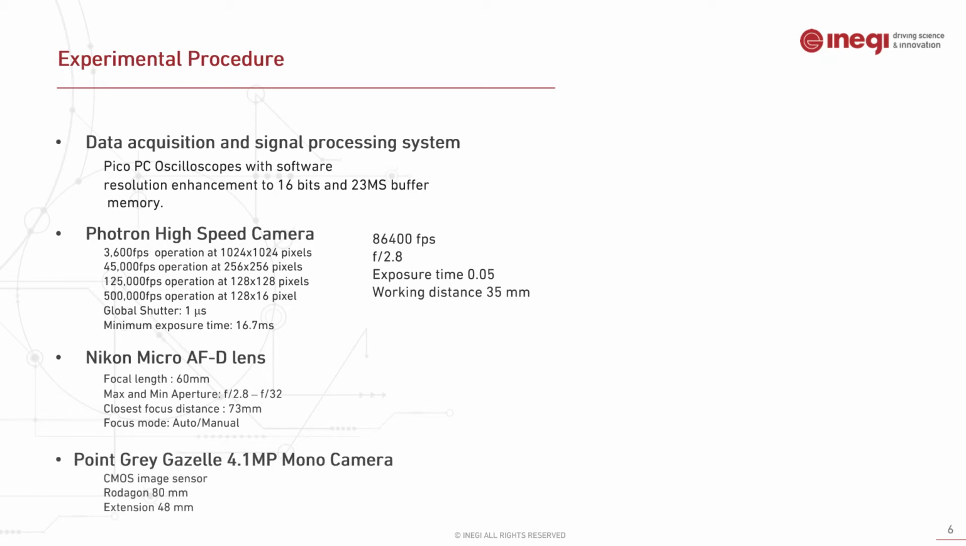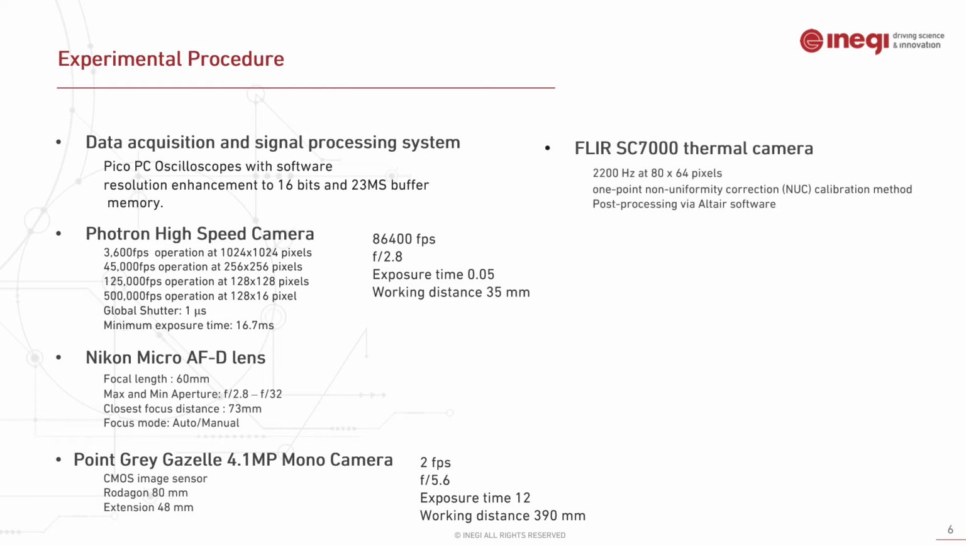And for the static test, which we performed in the servo-hydraulic test machine, we used the Point Grey camera with a CMOS image sensor, and we record the event at 2 frames per second. We also did thermography on the specimens performed at higher strain rates using a FLIR thermal camera. And the recording frame rate was set to 2200 Hz at 80 by 64 pixels.